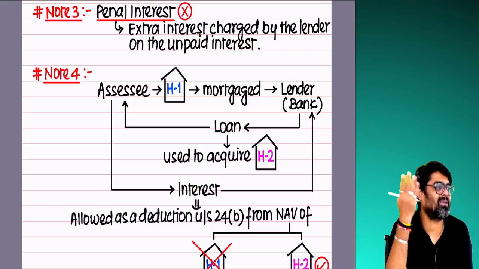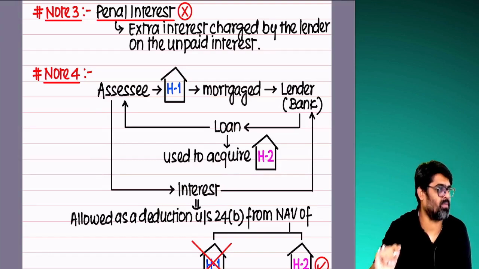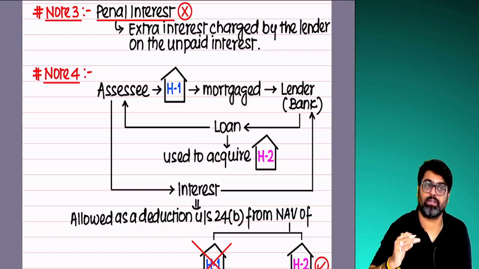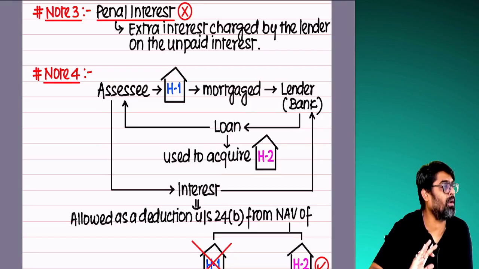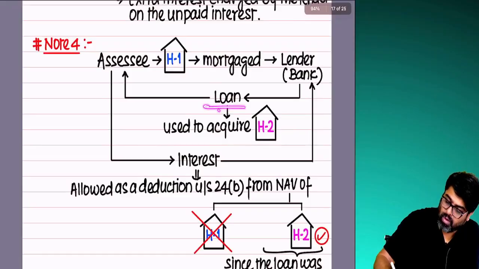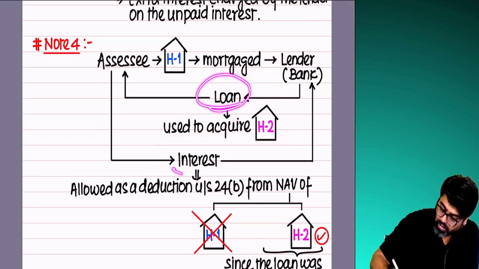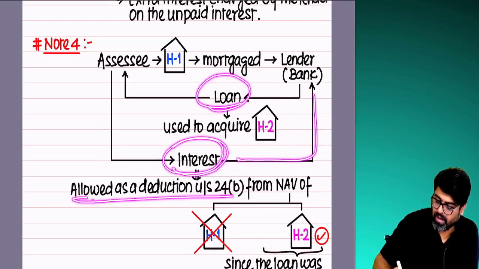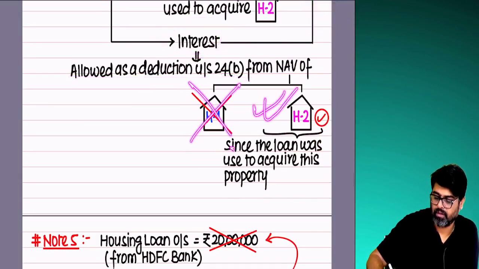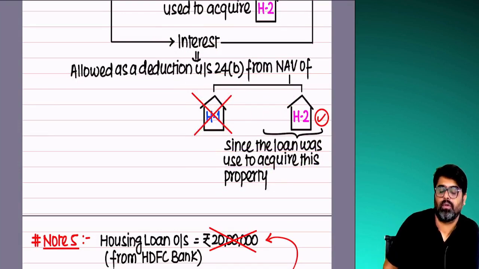The Hyderabad property was just mortgaged to take the loan. The loan amount was not utilized on the Hyderabad property. Getting my point? So always see for which property the loan amount is utilized. Use of the loan is important. Okay, so pay attention. Now the loan is used to acquire house 2, so on that loan, whatever interest you are giving to the bank will be allowed as a deduction. From Hyderabad? No. From the Chennai property, since the loan was used to acquire this property. Will you remember this?